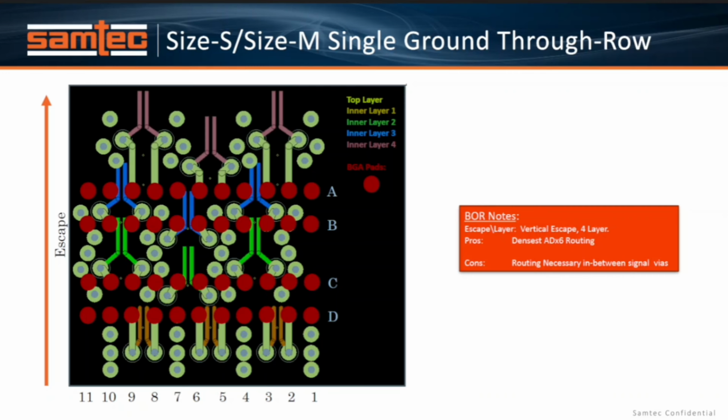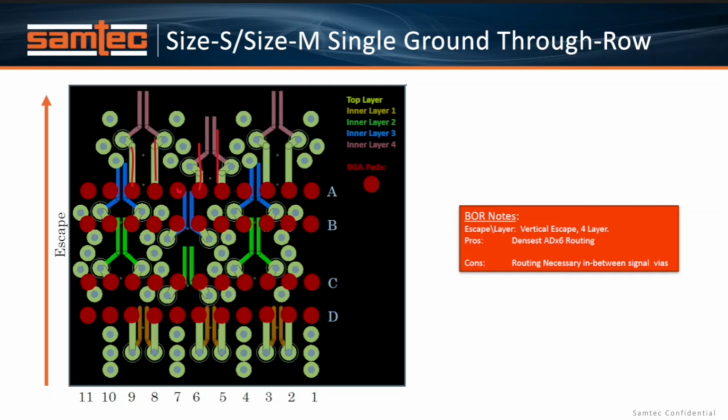So in this instance, in Samtec language, we have a single ground between the pins. So you can see this is a differential pair here. This is a ground. You have a differential pair here, differential pair here. That's a ground, differential pair, differential pair. So you have ground, signal, signal, ground.